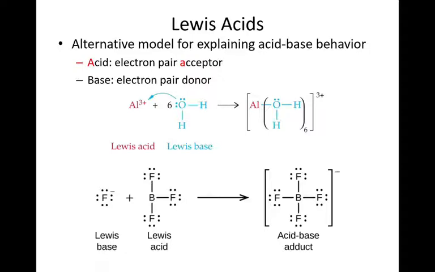So in the Lewis model, an acid is an electron pair acceptor. And I remember that because acid and acceptor both start with A. I don't know if that helps you. And a base is an electron pair donor.